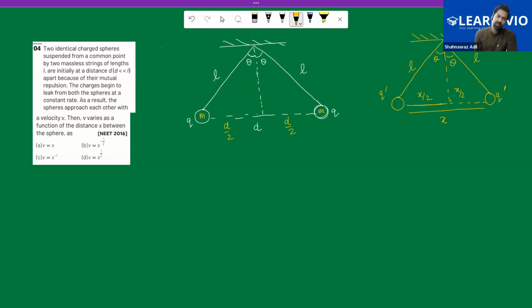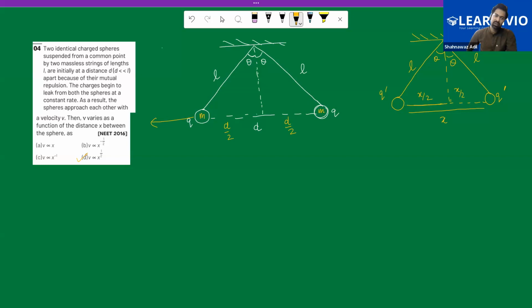Okay, because these are positive charges, the force would be repulsive. So this will repel this. The answer is option D, right? Option D. You have calculated the answer already. Yeah, I was doing that. Oh, you were doing the calculation. Yeah, yeah.